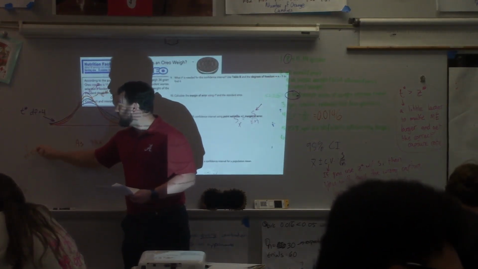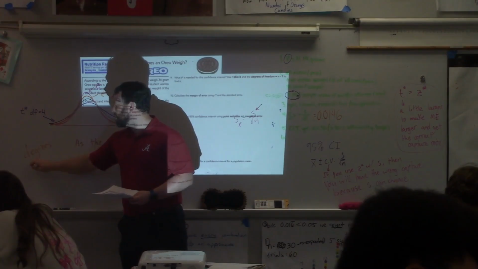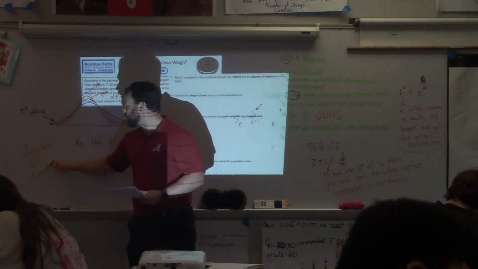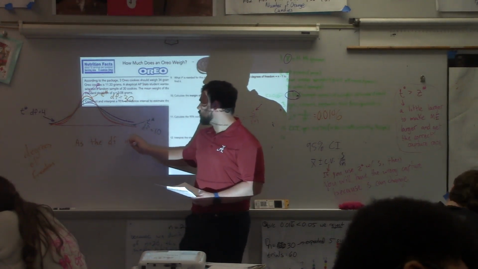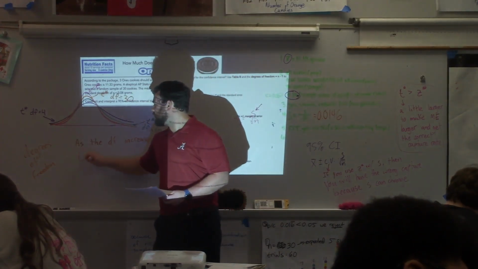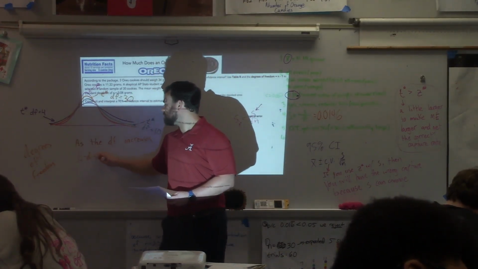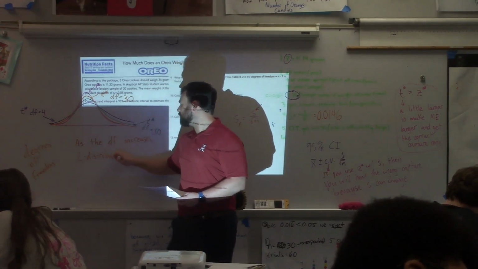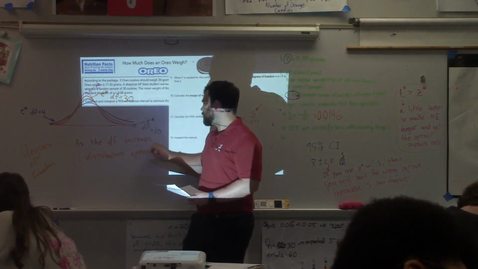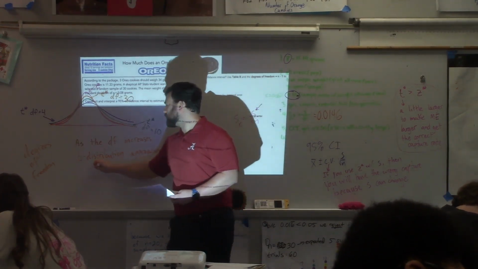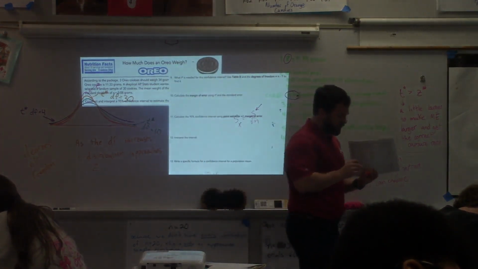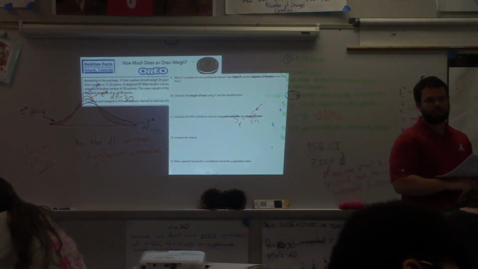Oh, it's on the side. Oh! So as degrees of freedom increases, the T distribution approaches what? Z. As the degrees of freedom increases, that T distribution is approaching the Z.